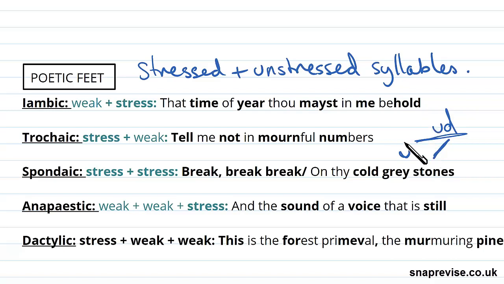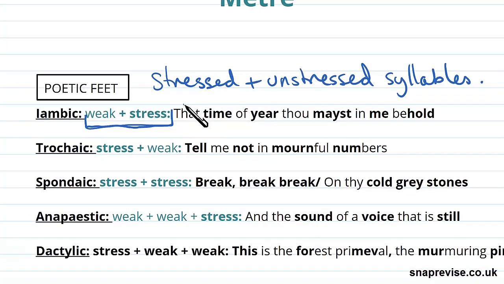So there are fancy names for different types of stress patterns. The iambic stress pattern is one weak syllable made up with one stressed syllable. So we could say the word I just said, aloud, is iambic. And we can see that pattern in a line of poetry. We have that time of year thou mayst in me behold. So we see a pattern of one weak syllable and one stressed syllable, and this repeats throughout the line.